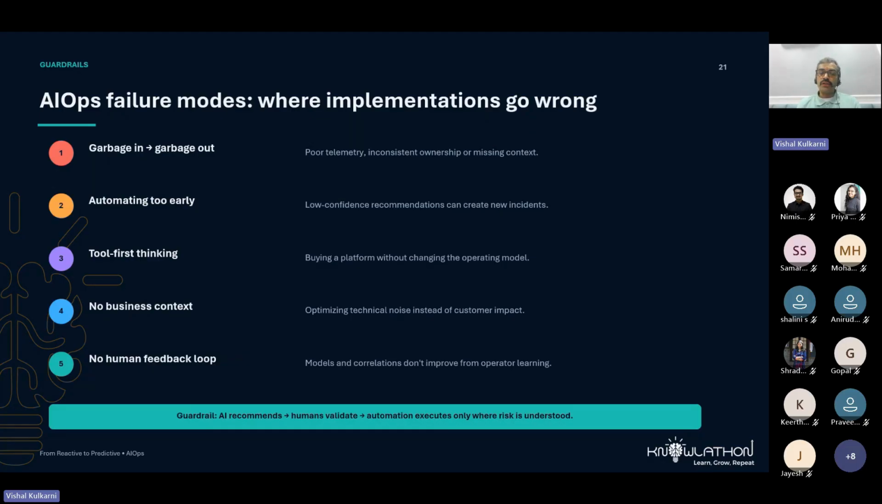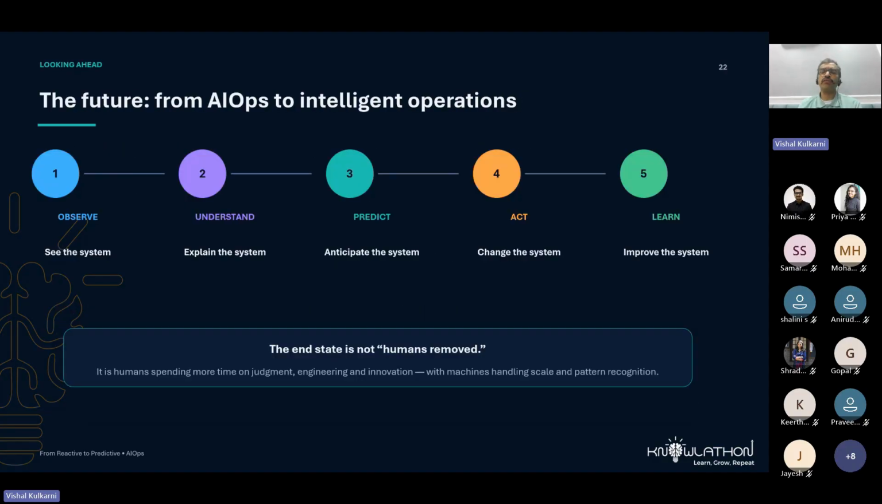AI recommends, human validates. Without human validation, recommendations can be understood, what really works from your own context, right? Go ahead, adopt that, experiment with it, and if it is working well, automate. And if it is a suitable context for you, think about the automation. And automation executes only where risk is understood, right? So this is a preliminary perspective which I can put forward over here.